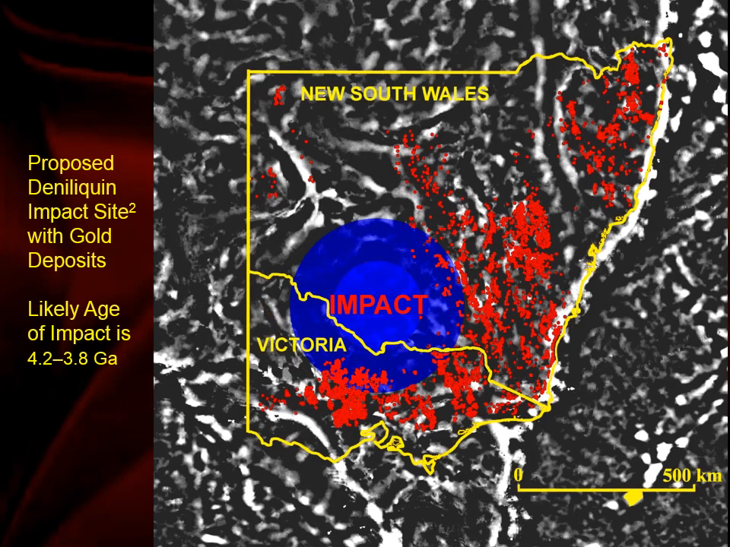This lack of symmetry was caused by northwest-southeast trending faults. The yellow arrows indicating the center of the gravity features in the previous slides is the proposed center of the Deniliquin impact.